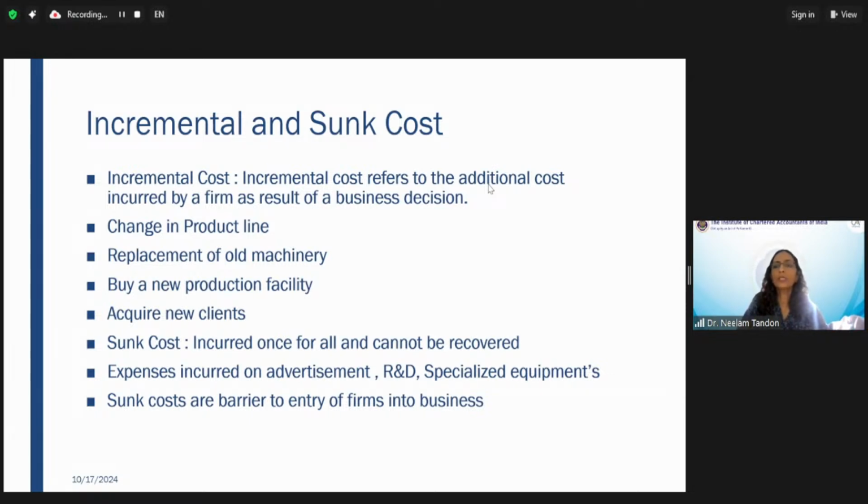अगर आपने एक बार कुछ machine में change कर दिया, सारा production line उससे change रहेगा. आपका overall production will change. Scale of production will change, or the efficiency of production will change. Okay, so that's about incremental cost.